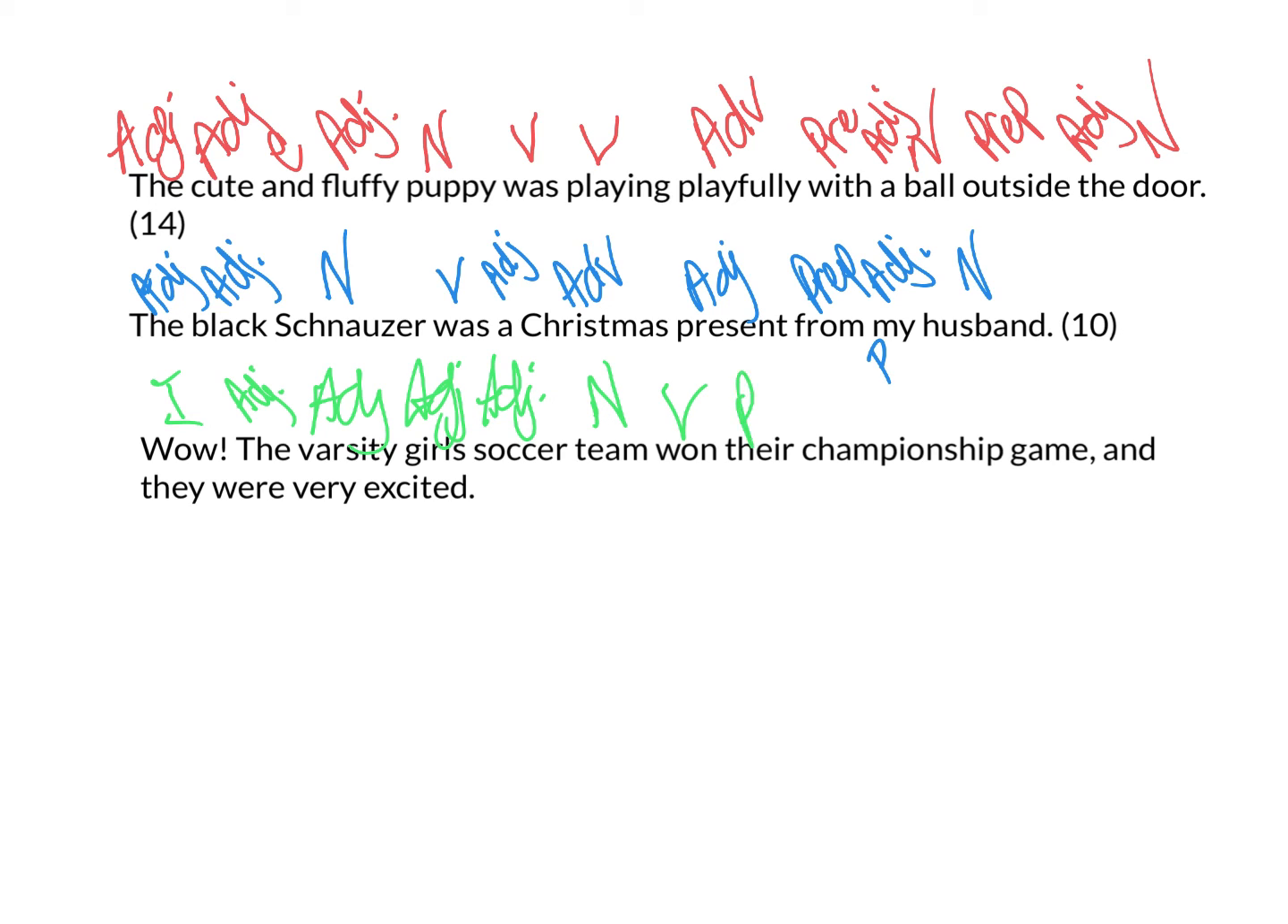There's a possessive pronoun. Championship, game. So game is the noun, championship is the adjective, telling you which game. Conjunction, because there's an and, one of my fanboys. They is a pronoun because it's replacing varsity girls soccer team. Were is a verb. Excited would be an adjective describing they. How excited were they? Very, so that becomes an adverb because it's modifying an adjective.